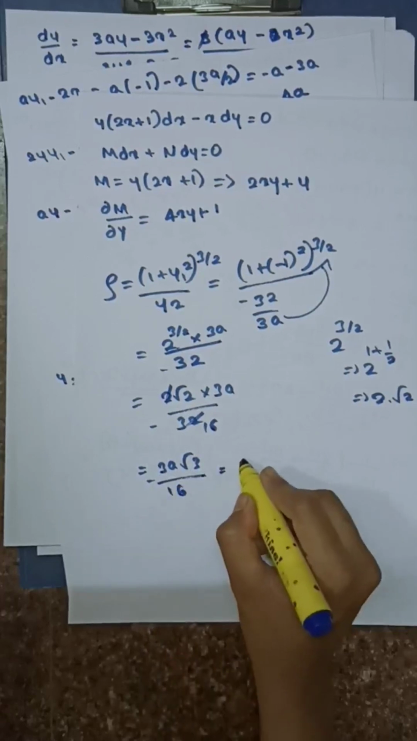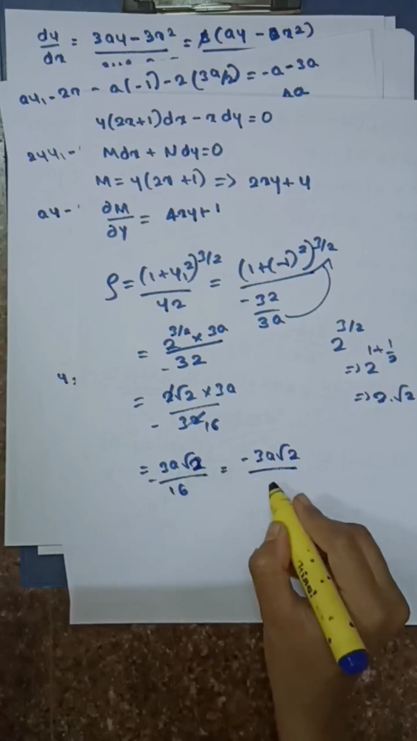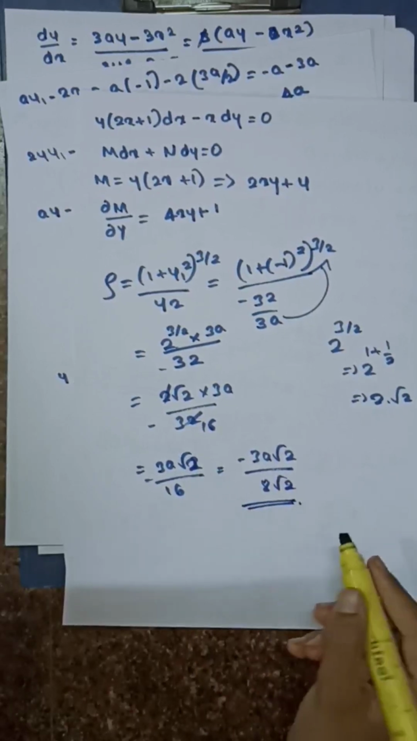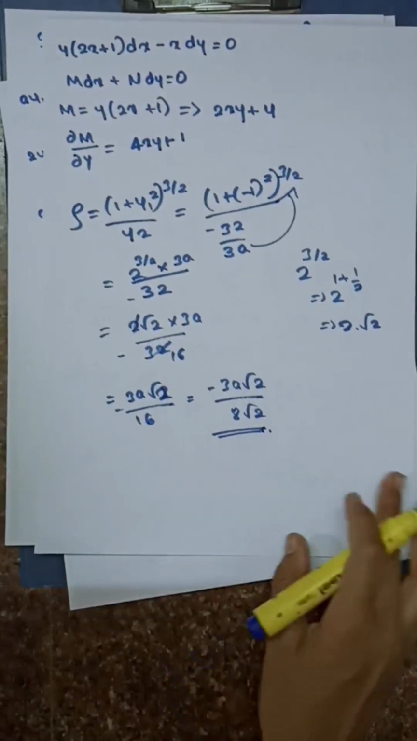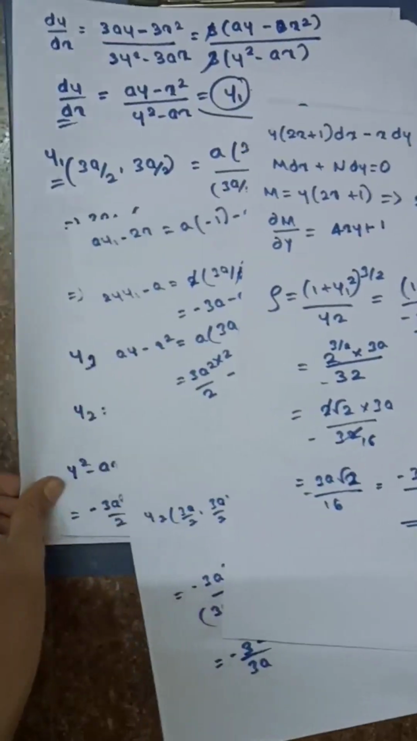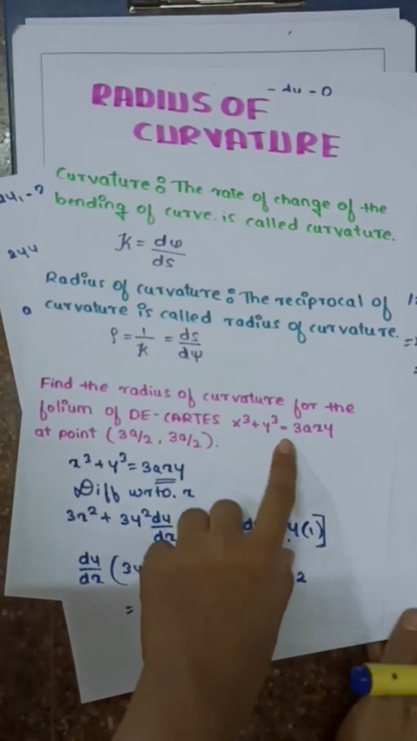So further I can simplify. Minus 3a by root 2 divided by 8 root 2. So this is our required radius of curvature for the equation x cube plus y cube minus 3axy.